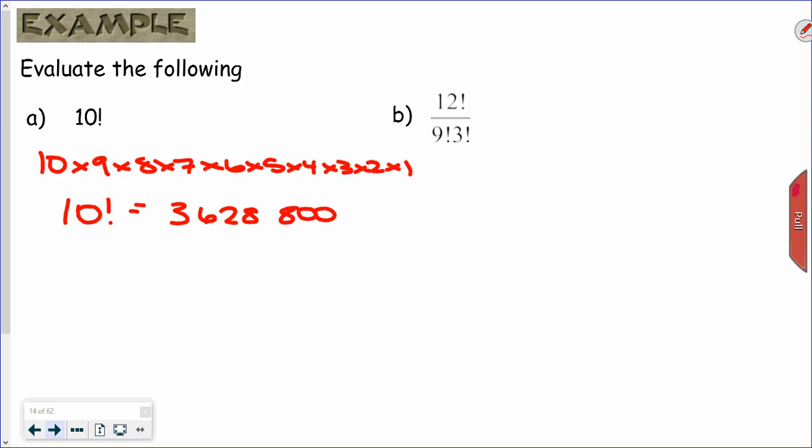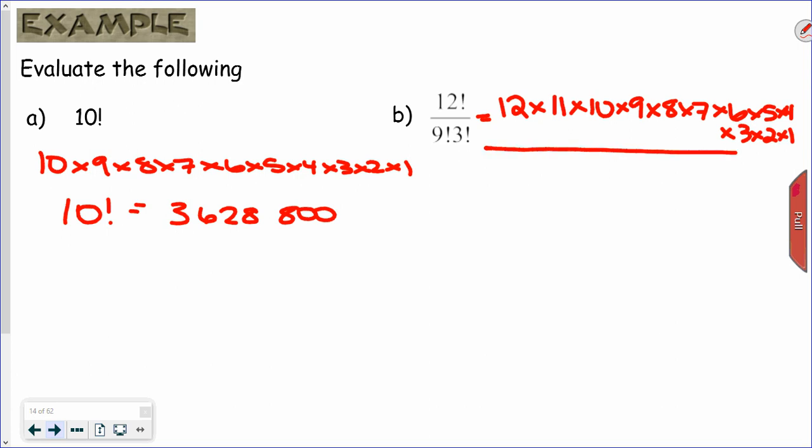So again, B then is along the same lines. Again, if you know how to use your calculator, it's a lot faster. So you have 12 factorial, which is 12 times 11 times 10 times 9 times 8 times 7 times 6 times 5 times 4 times 3 times 2 times 1, all over the bottom, which is 9 factorial: 9 times 8 times 7 times 6 times 5 times 4 times 3 times 2 times 1. I'm getting really annoyed doing this. Times, and then 3 factorial: 3 times 2 times 1.